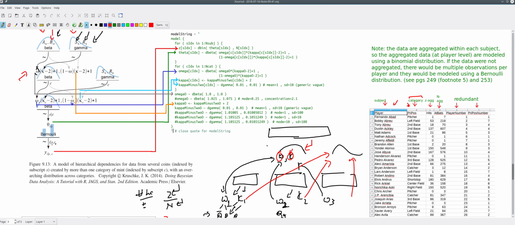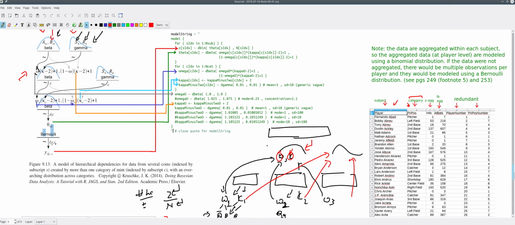Now if we for some reason did not have data related to where they play, all we had was data related to subject, and that is the player and their actual hits to at bats ratio values. If that was all we had, then we wouldn't have this extra layer.